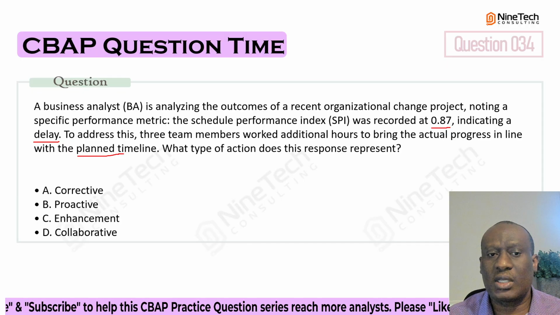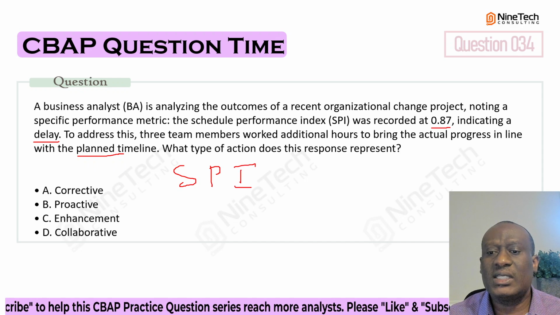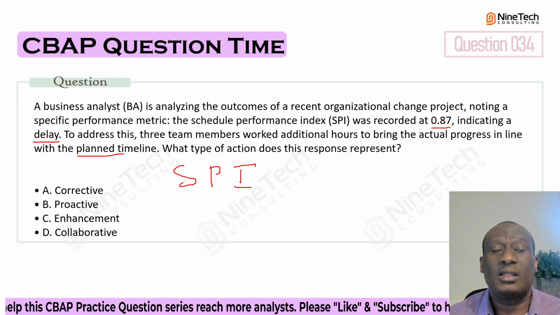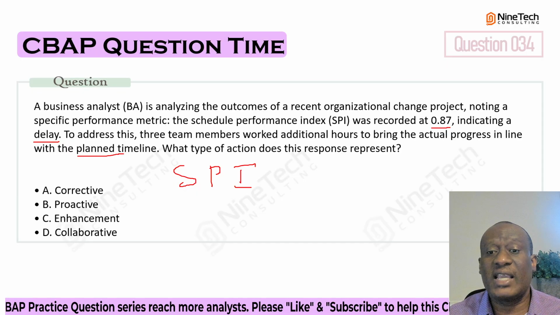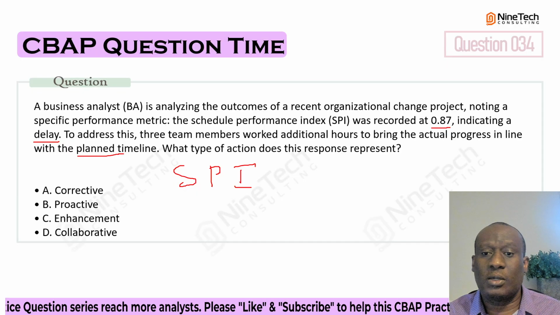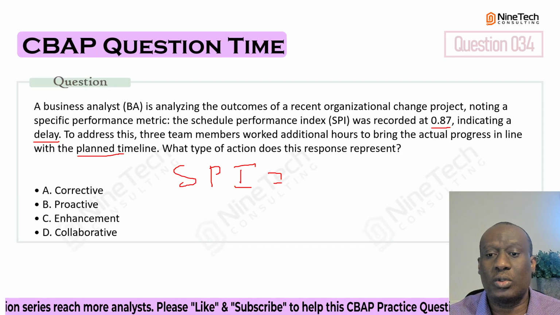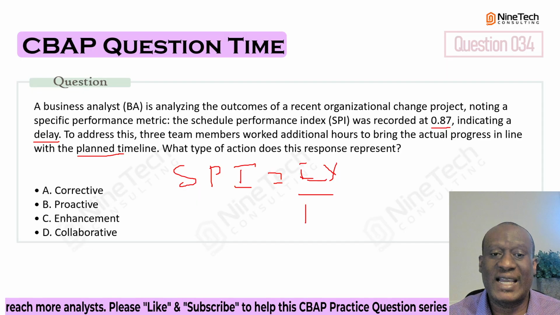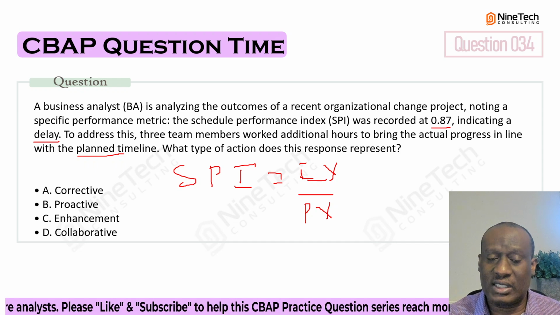Okay, so the question is talking about SPI. SPI is the Schedule Performance Index. And what is the Schedule Performance Index? The Schedule Performance Index is just a metric. It's under earned value management, and it's just a way of providing objective ways to track the health of our project. And the SPI is equal to the earned value over the planned value. Okay, but I'm not going to go into too much detail on that. It is not necessary for the CBAP exam.